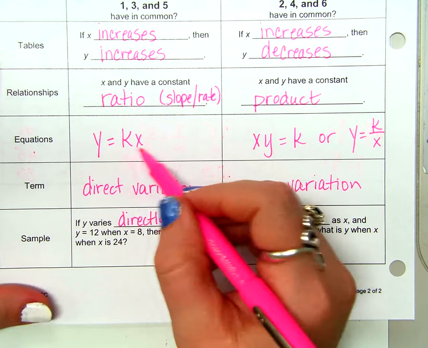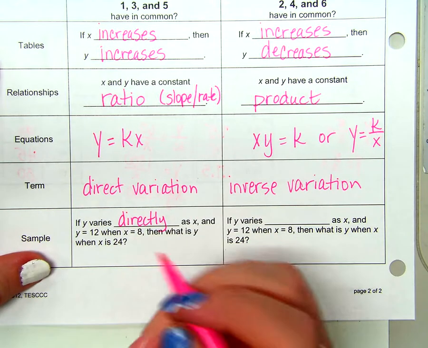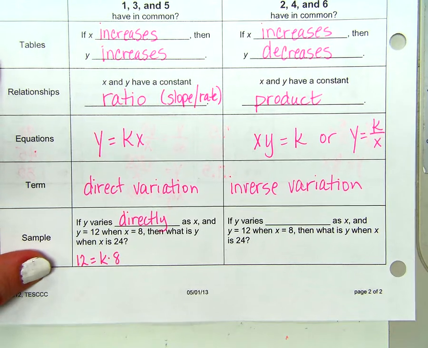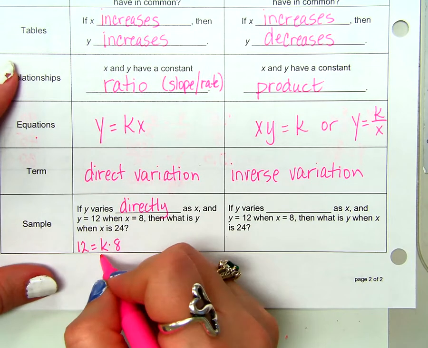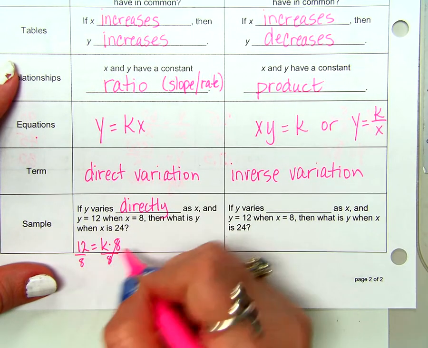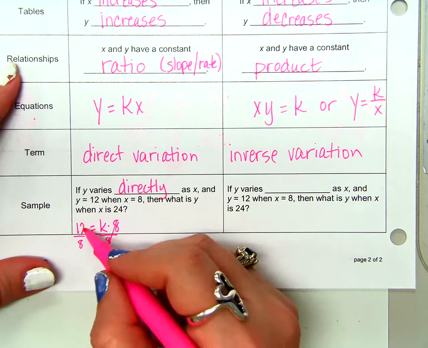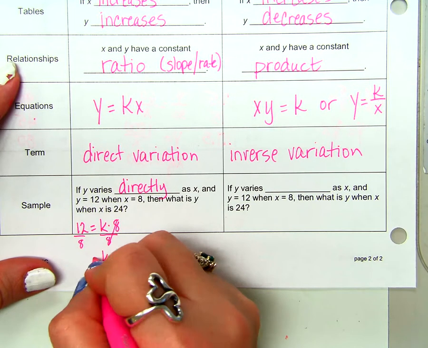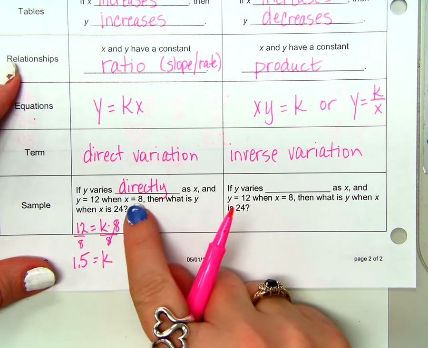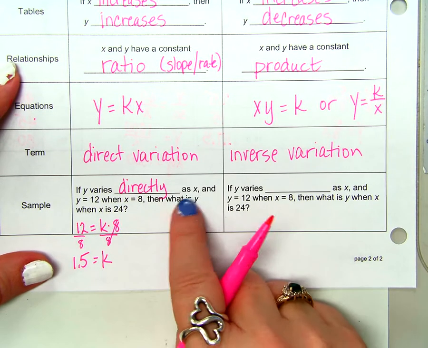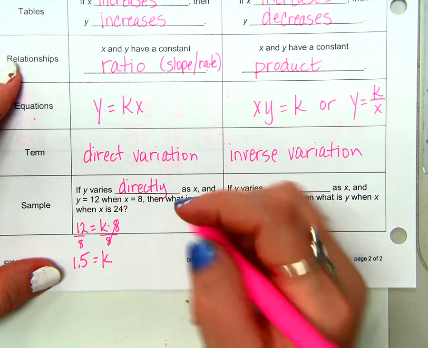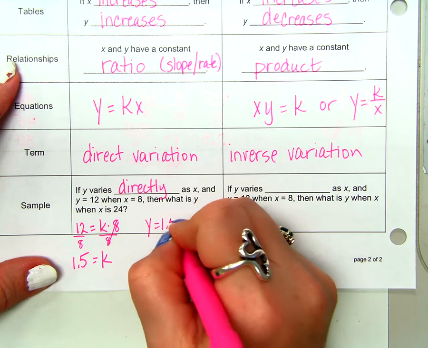well, come back to this, right? I know that y is 12 and x is 8. So how do I solve for k? Divide both sides by 8, right? 8 divided by 8 is 1. So what is 12 divided by 8? K is 1.5. Does that answer my question? Did I just find y? No. I found k, so I have to start over again. Y equals 1.5x.